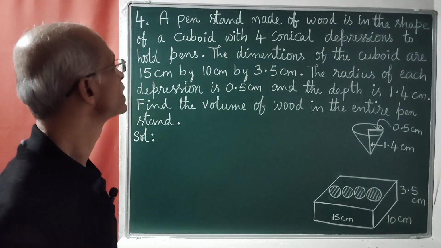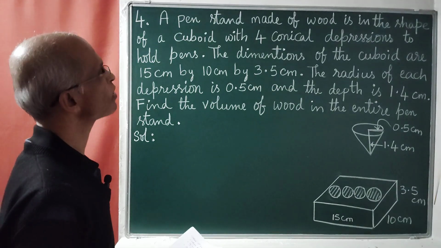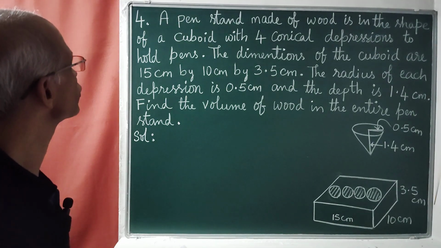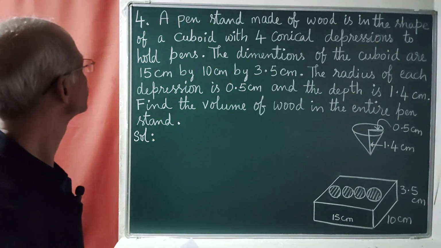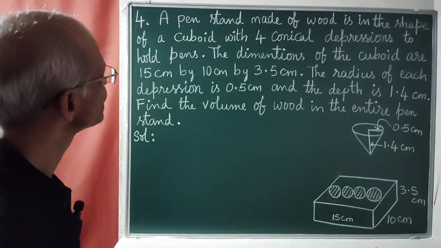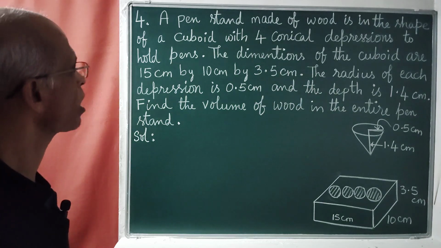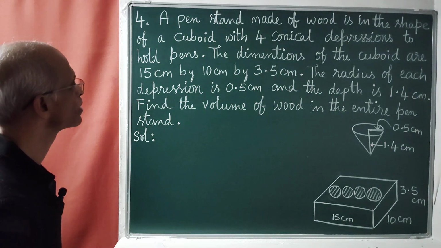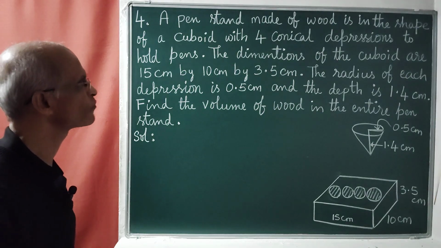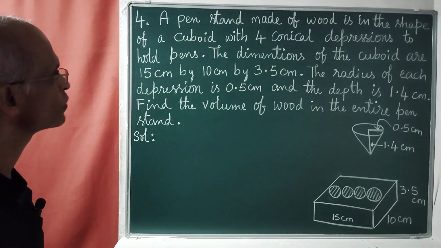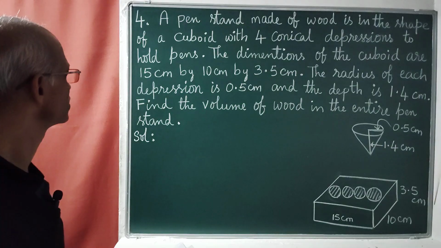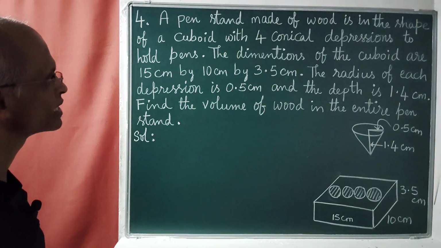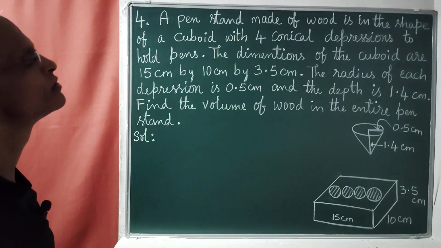The sum is a pen stand made up of wood is in the shape of a cuboid with four conical depressions to hold pens. The dimensions of the cuboid are 15 centimeters by 10 centimeters by 3.5 centimeters. The radius of each depression is 0.5 centimeters and the depth is 1.4 centimeters. Find the volume of wood in the entire pen stand.